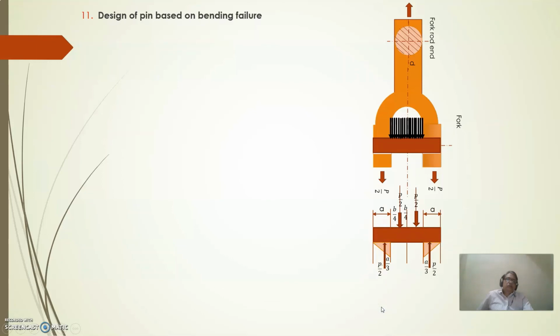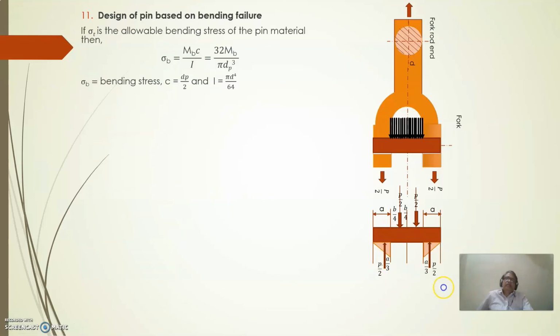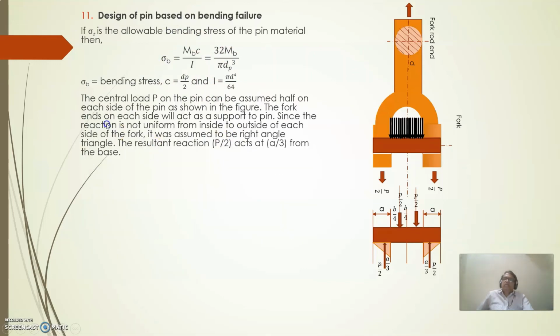After that, you can take the moment about this. Sigma B is equal to MB into C upon I, which is 32 MB upon pi D cube. The central load P can be assumed to be half on each side of the pin. P by 2 acts at A by 3 from the base, as I said.